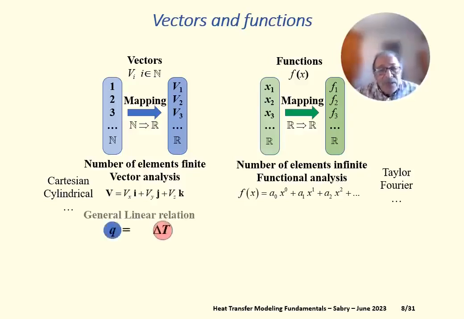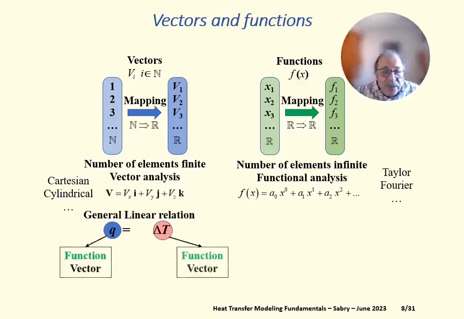Now, my question is the following. I want to obtain the general linear relation between two vectors, that is two functions, that is two vectors. Q, that is a space function, and delta T, that is another space function. What should I put in between? The yellow thing here, the mysterious thing.